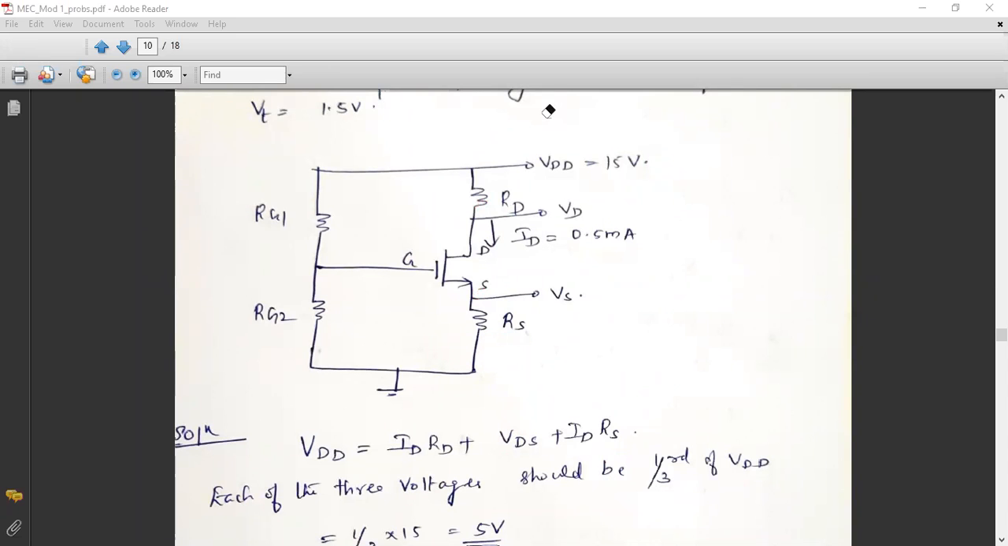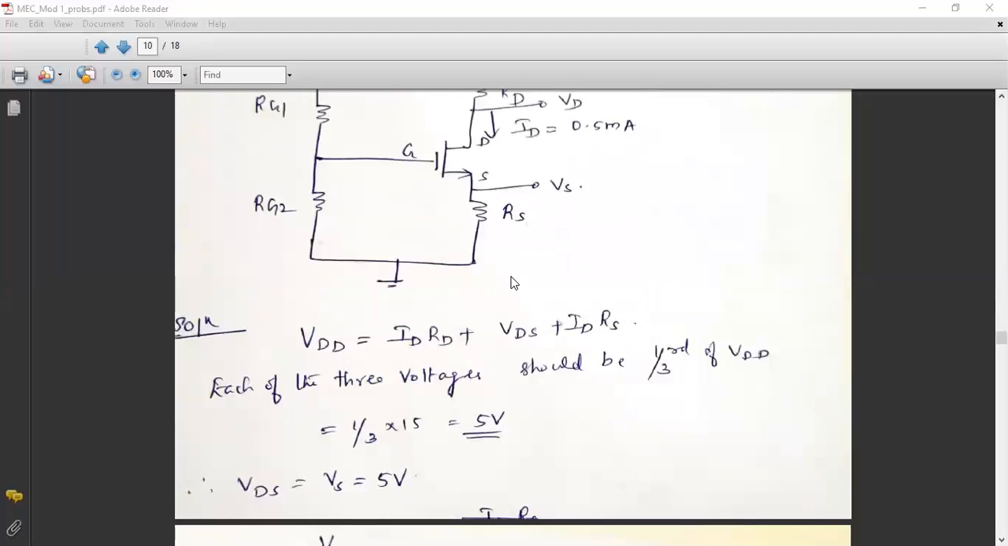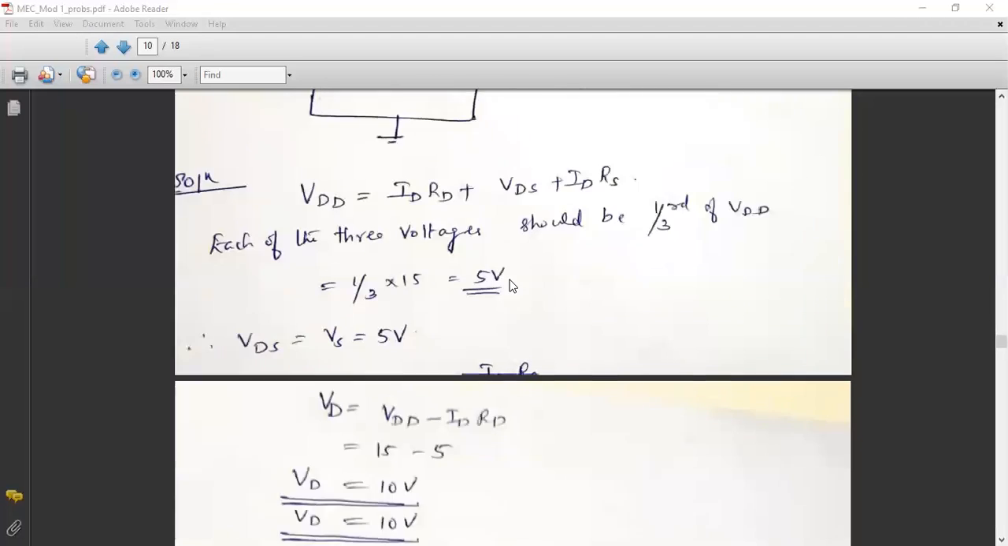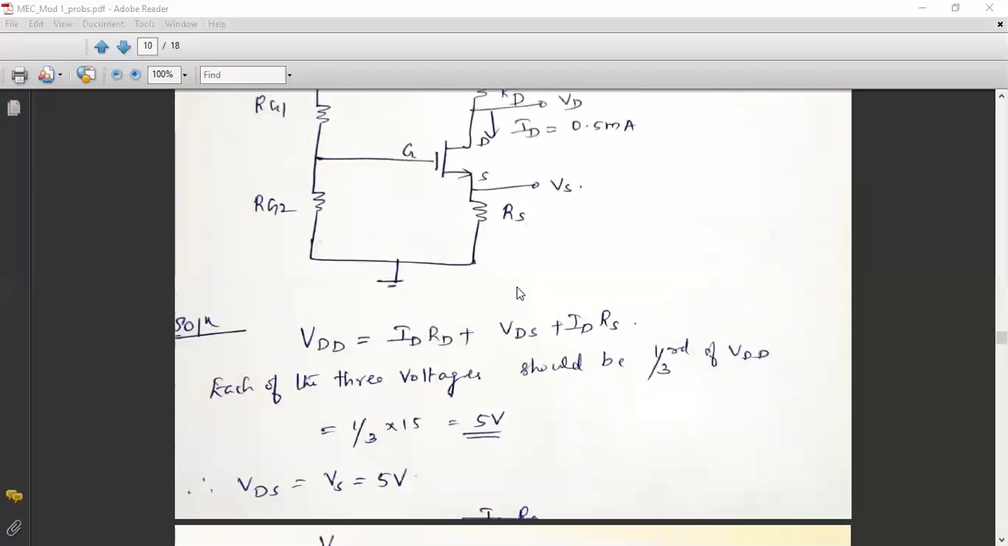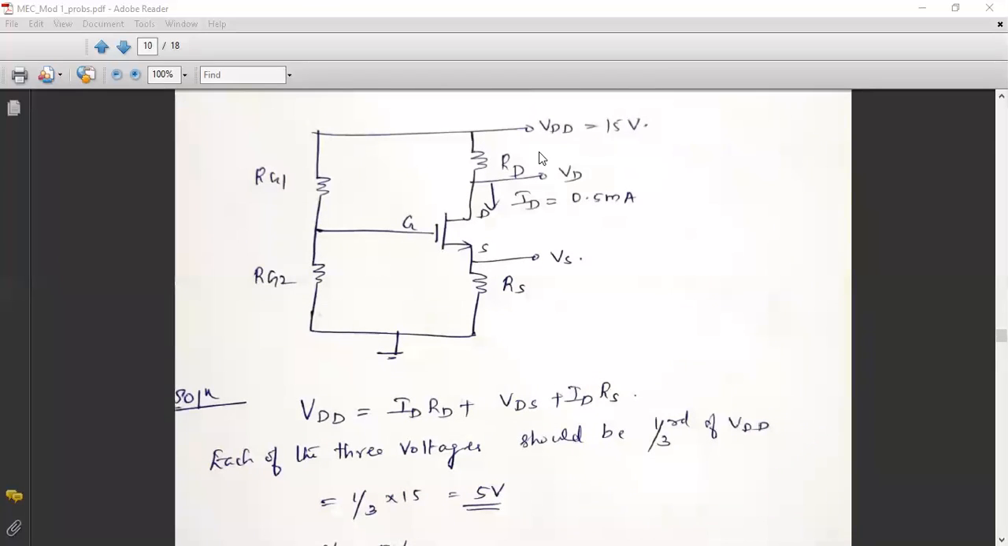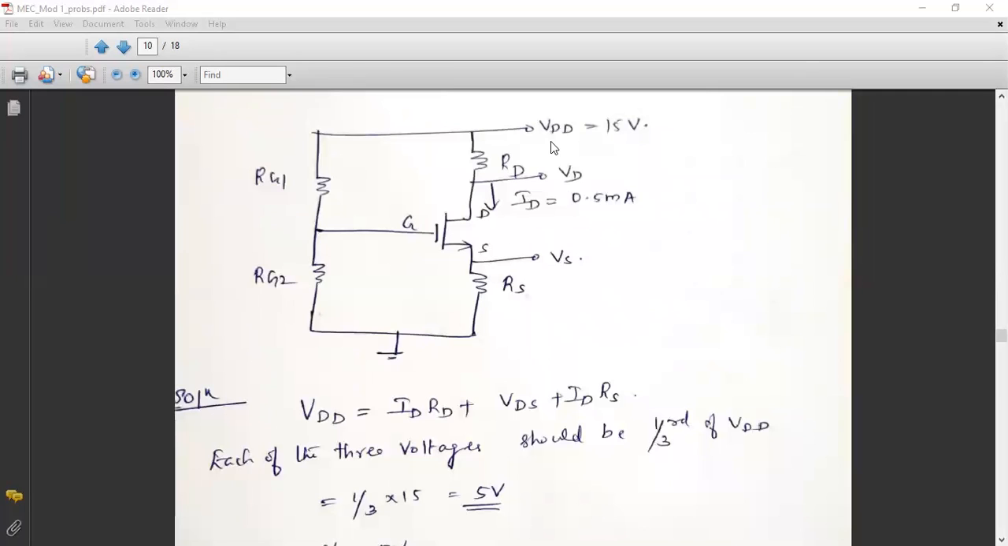So we have assumed this bias condition in such a way that the supply voltage is divided equally across the three terminals, that is across RD, across RS and across drain to source. Now we will find VD, because we have to find VD and VS. VS is already known to you. It is nothing but ID into RS, the voltage across RS, which is 5 volt.